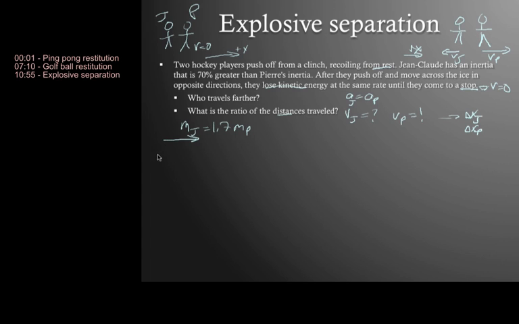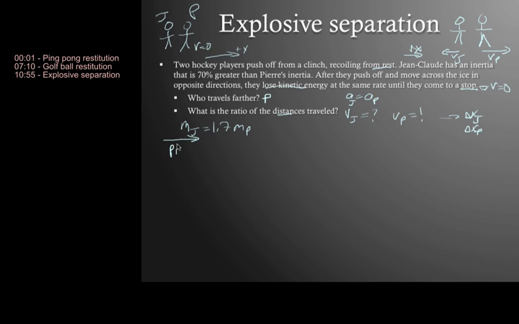So who travels farther? We might guess that Pierre is probably going to travel farther because Jean-Claude has greater inertia. Jean-Claude has more mass. So in this conservation of momentum, we know that Pierre is actually going to be traveling faster than Jean-Claude. And if he's traveling faster and their accelerations are fixed, we could guess that Pierre's distance is going to be greater. So let's work this out and see if we were right in our guess.